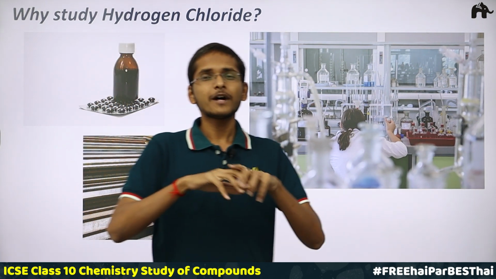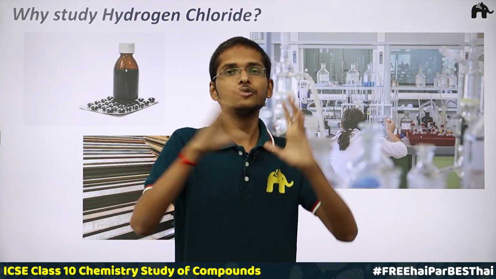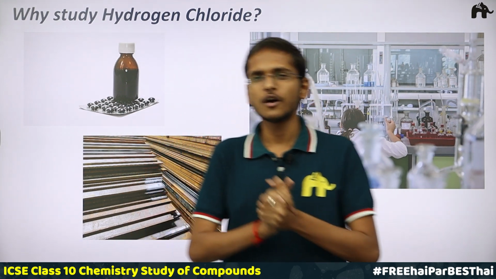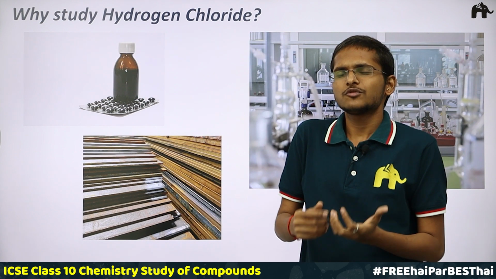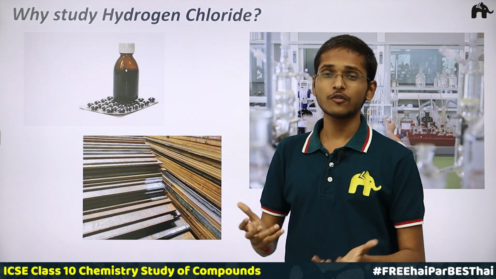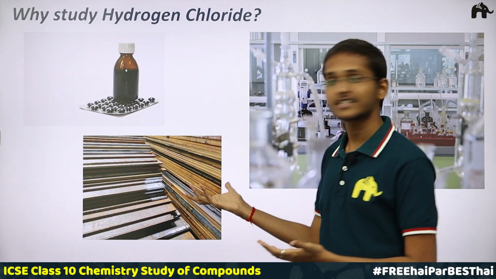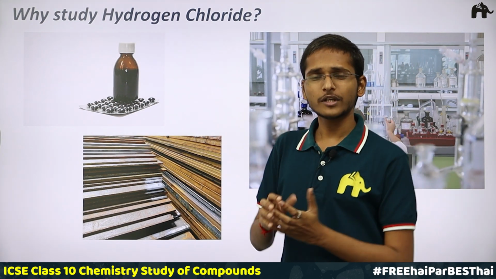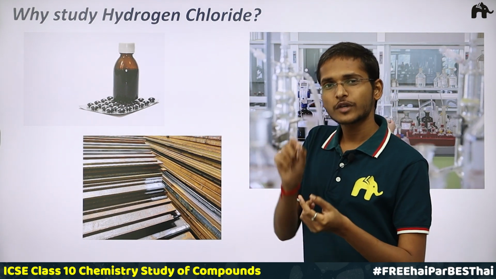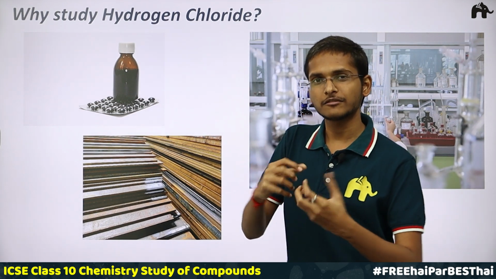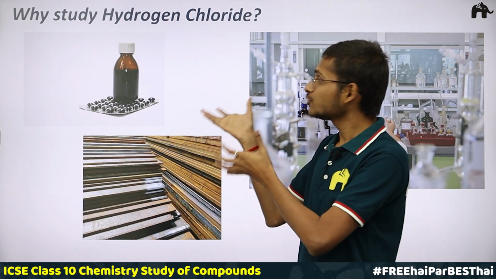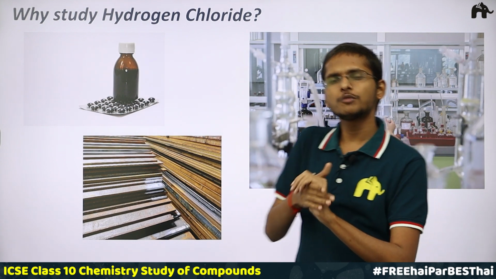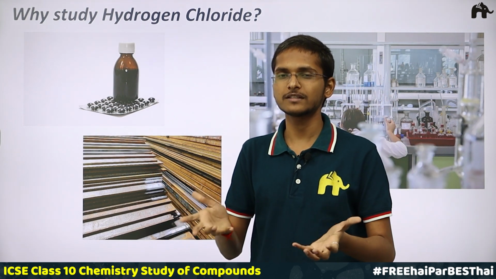Now apart from this huge use, you can also use hydrogen chloride for removing the rust from the iron sheets. So very interesting, right? And apart from that, one more interesting use which you can relate to your day-to-day life, like to your body, is it is used as medicine as well. Now you would be wondering how hydrogen chloride is used as a medicine, right?